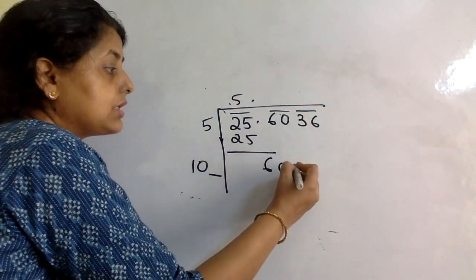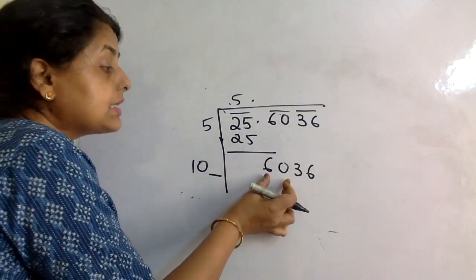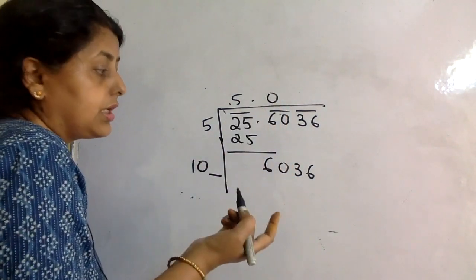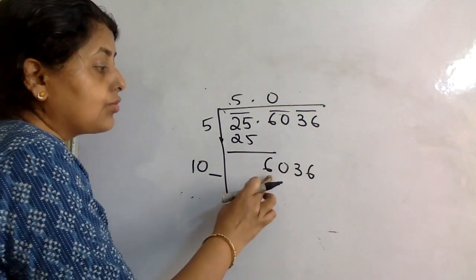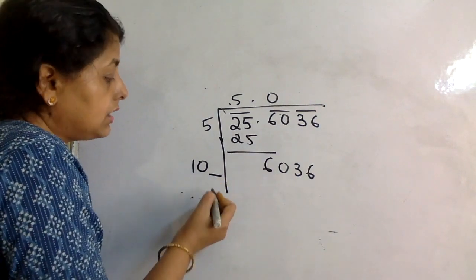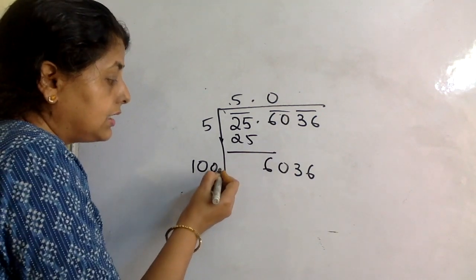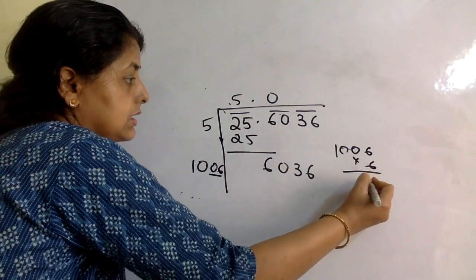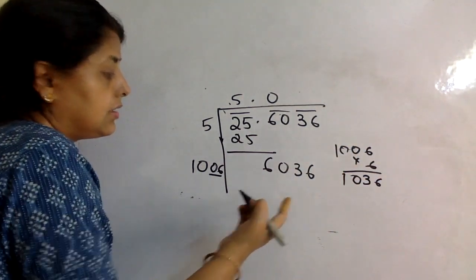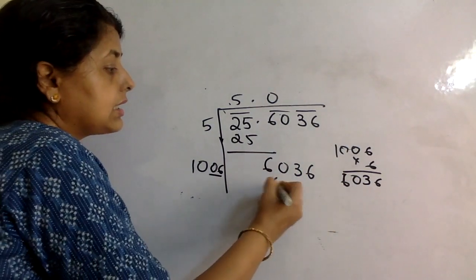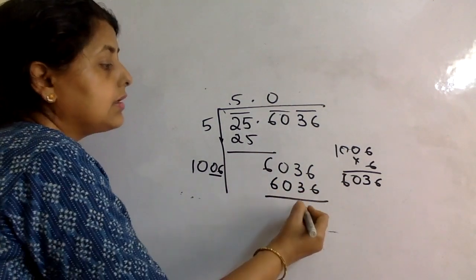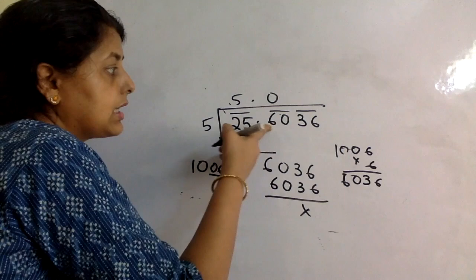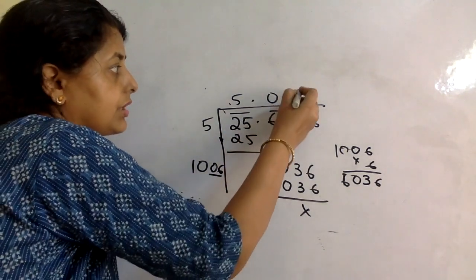We have to bring down this 36 also. Now since this 60 didn't work, we are going to put a 0 here. So now 6036: if we put a 0 and then a 6, 1006 into 6 is 6036, that is the correct number. So we put a 6 here.